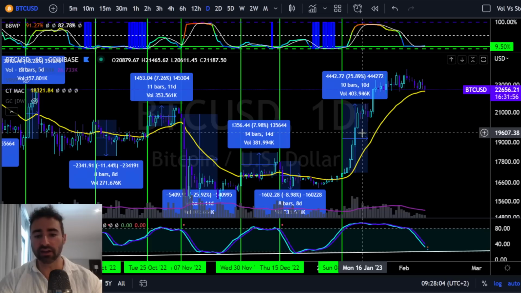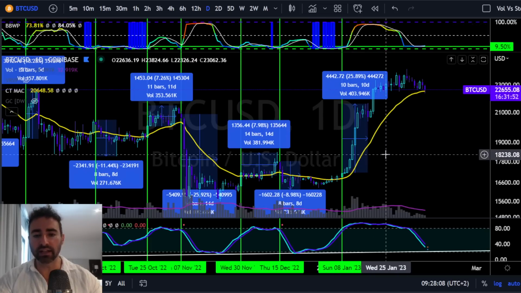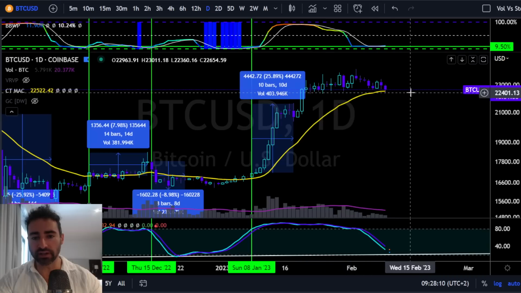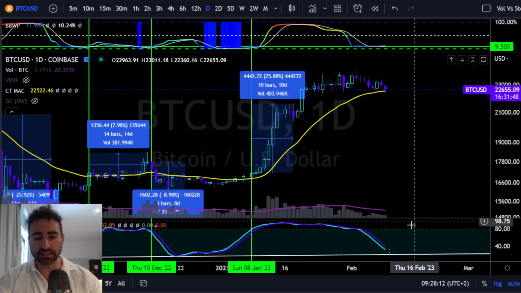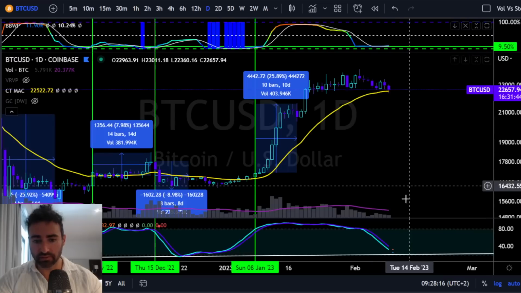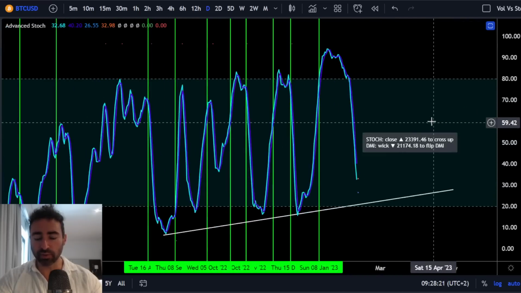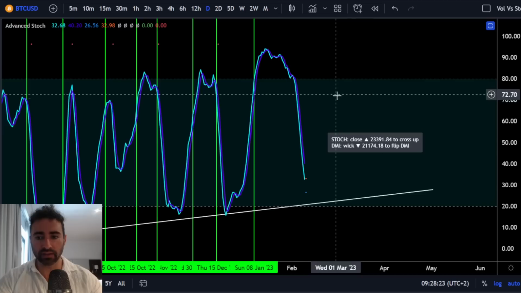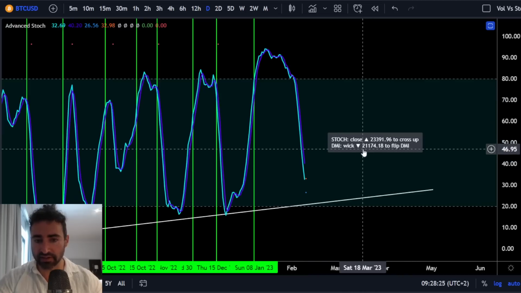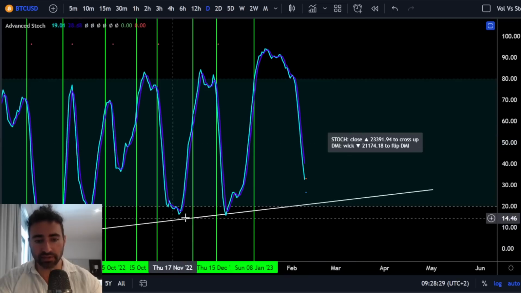But anyways, the point that I'm getting at right now is that if Bitcoin can continue to trade sideways here without breaking down, then naturally you're going to see volatility compress more. And then you're going to see the daily stochastic oscillator start to probably flip back around as well. Right now it's still going to be pivoted to the downside as long as Bitcoin's below 23,400. But you can see that it's going to start to come into this trend line over here.